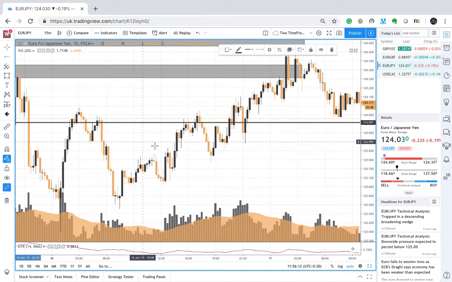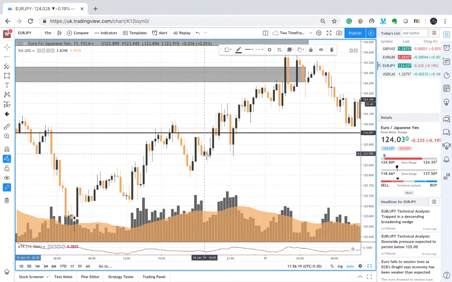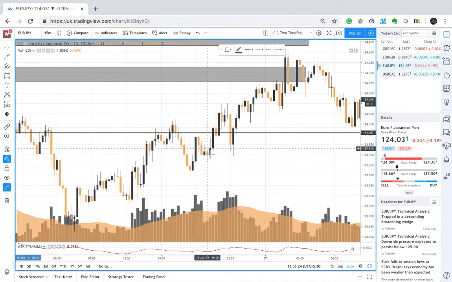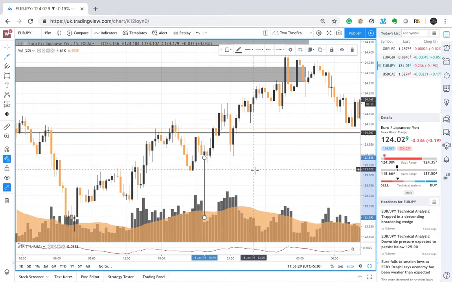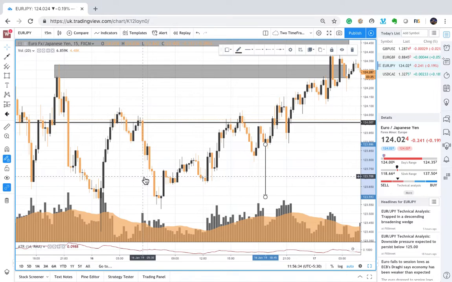During the New York session, I was observing this pair along with EURGBP. Around this point, when this candle came, if you go back and look at the whole scenario, you will find that price was accumulating here. Big boys were managing their orders, or you can say it's like a buying climax, and this candle gave me a confirmation with low volume.